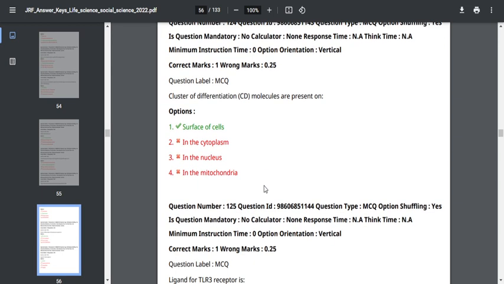Cluster of differentiation: what is meant by that? It is present on the surface of the cell. They are proteins present on the surface of cells. This particular CD is a nomenclature system used for identifying and classifying the antigens that are found on the cell surface of leukocytes.